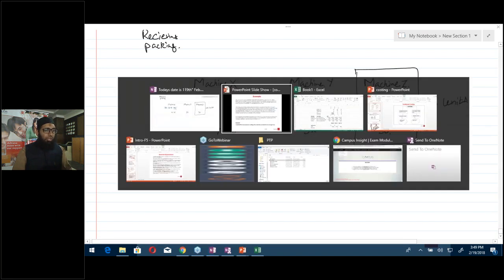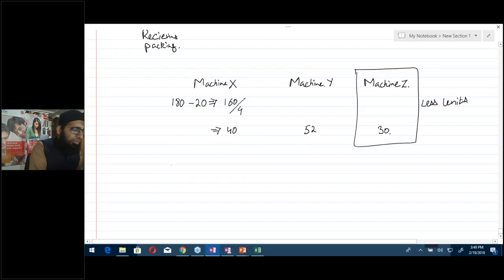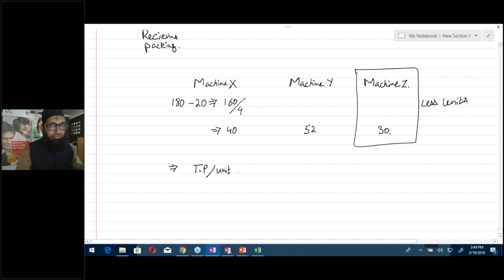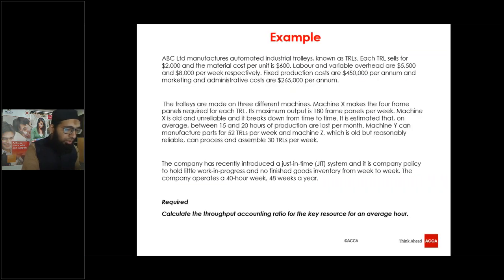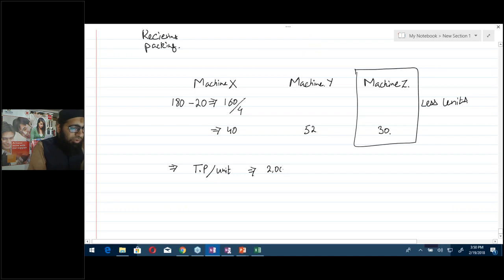Now to calculate the throughput accounting ratio, what are the steps? First of all, we will be calculating the throughput per unit. This is the selling price, which is $2,000, minus the material cost of 600. So it will be 2,000 minus 600. So the throughput per unit is 1,400.